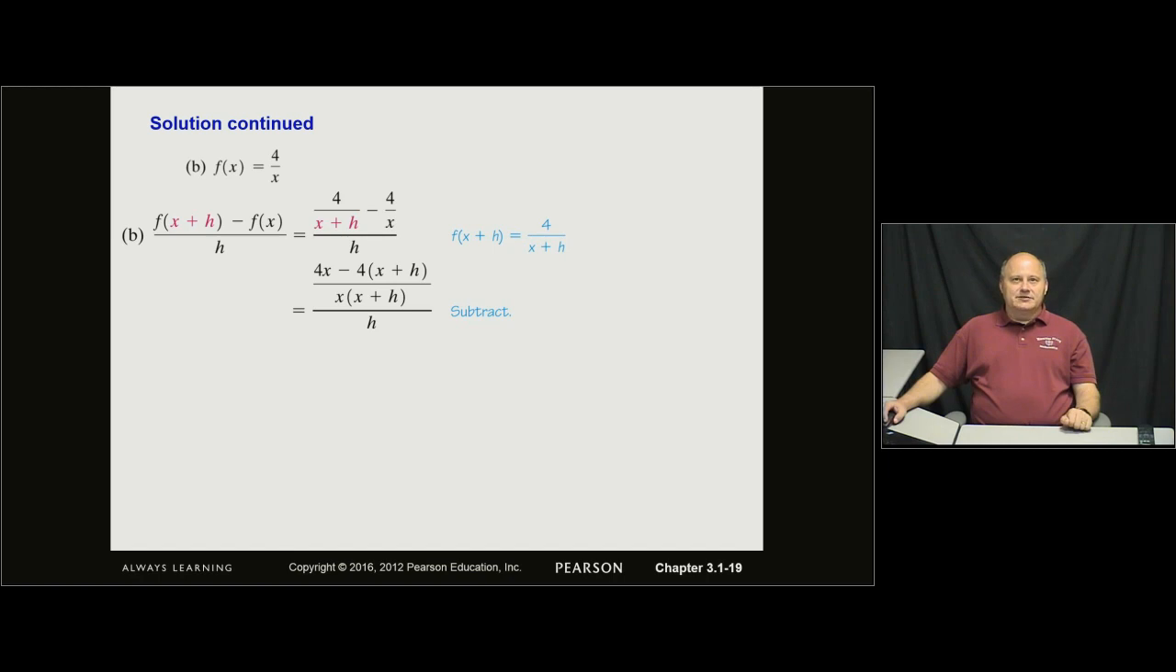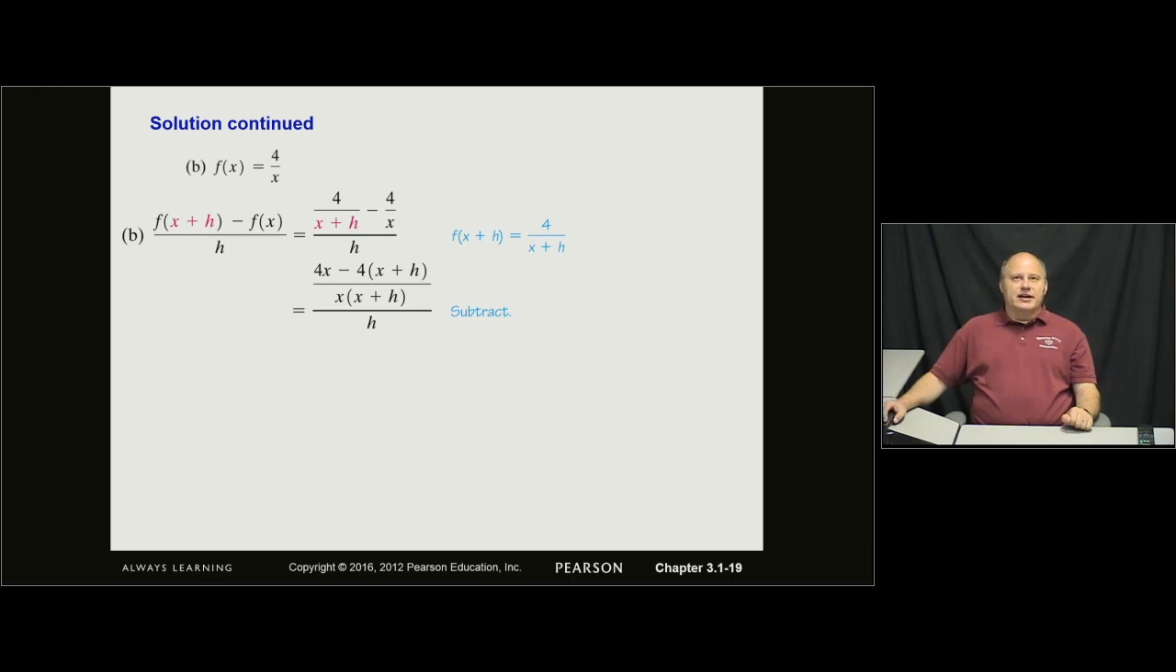minus f of x. But what's f of x? Well, that's the 4 over x. So the term of the fraction on top, that's got the red x plus h underneath it, is the f of x plus h. And the minus 4 over x is the f of x. But it's all over h.